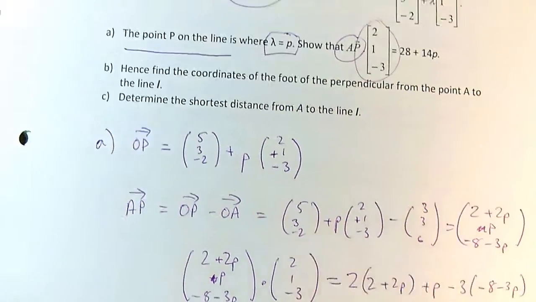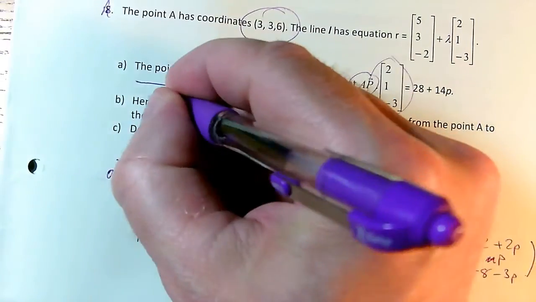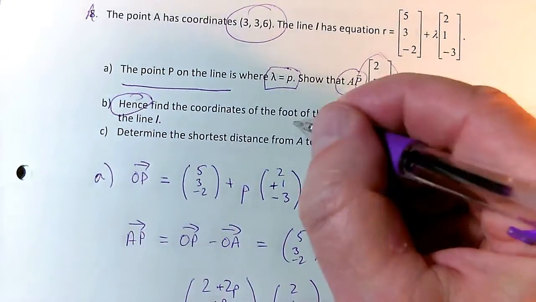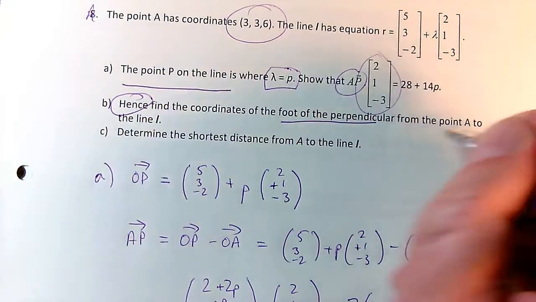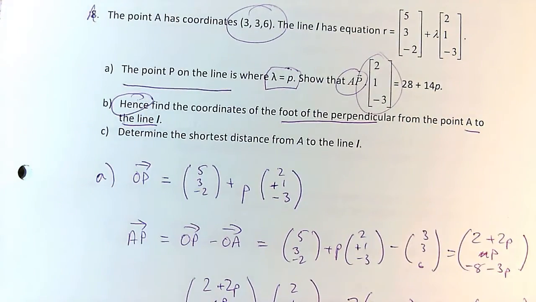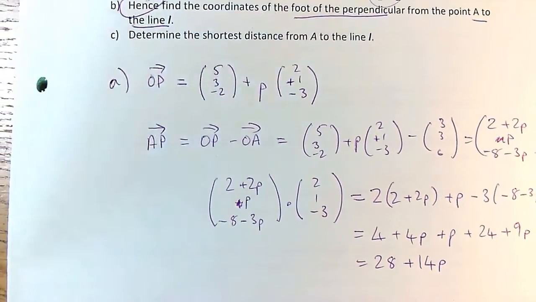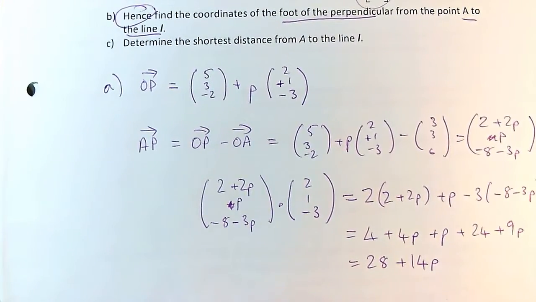Okay, so I've done that. So part B starts with the word hence. So hence find the coordinates of the foot of the perpendicular from the point A to the line L. So look, we need a diagram, don't we? Let's try and make some sense of that. So I've got a point A and I've got a line L.